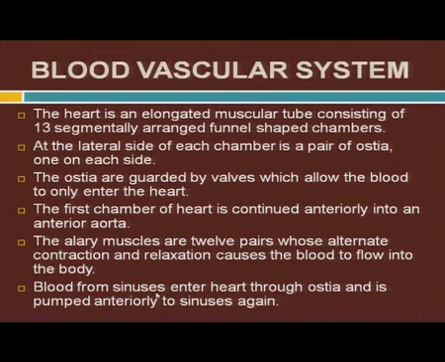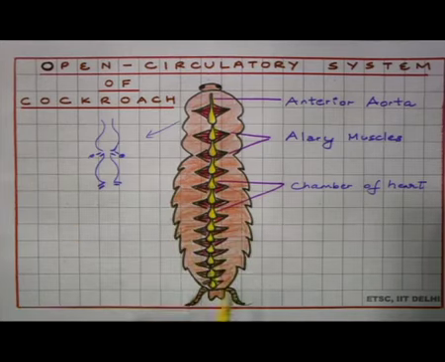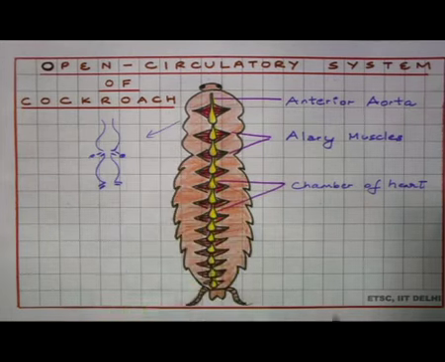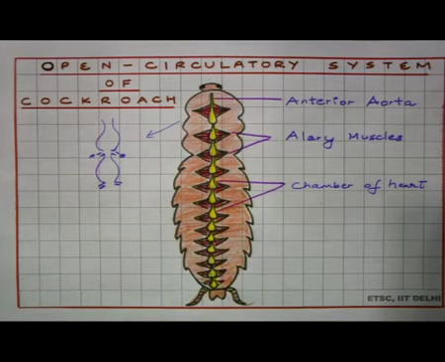Blood from sinuses, sinuses are the different spaces like perivisceral sinuses, pericardial sinuses. So, blood from different parts or spaces enters into the heart through these ostia and is pumped anteriorly to sinuses again. The blood will enter through the ostia and also will be pumped out into the various sinuses or spaces of the body parts.